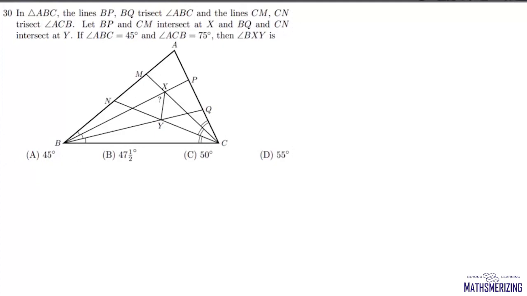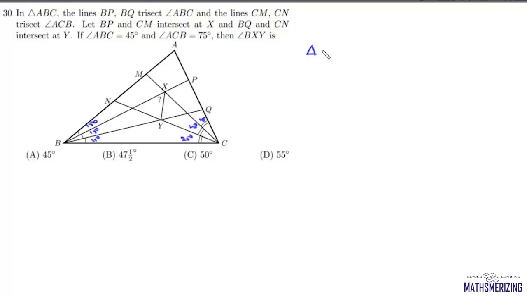And finally, question number 30 is: in a triangle ABC, lines BP and BQ trisect angle ABC, and lines CM and CN trisect ACB. Let BP and CM intersect at X and BQ and CN intersect at Y. If ABC is 45 and ACB is 75, then angle BXY is? Now, angle ABC is 45, so this is 15, this is 15, and this is also 15. And here it is 25, 25, and 25.